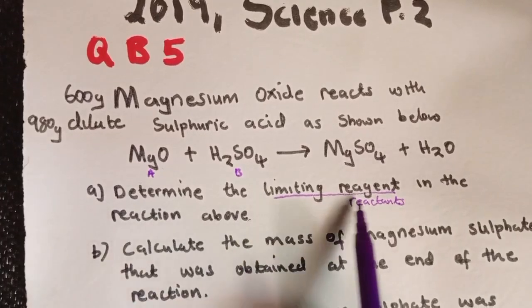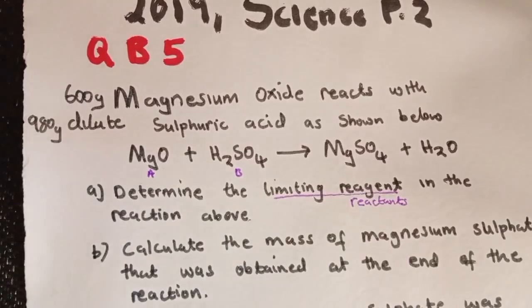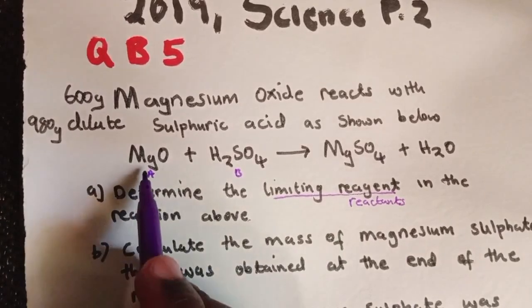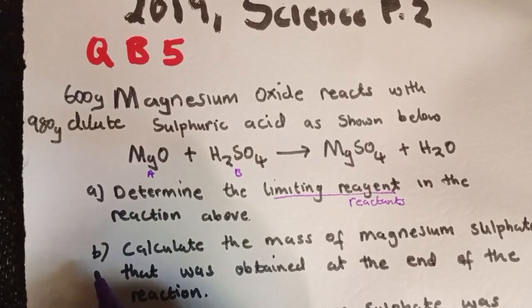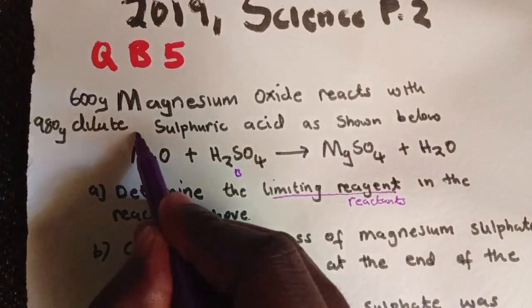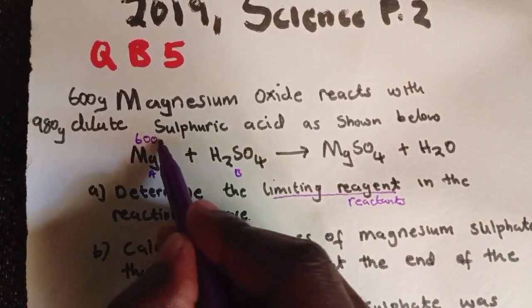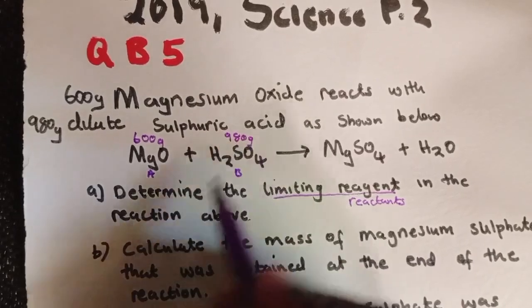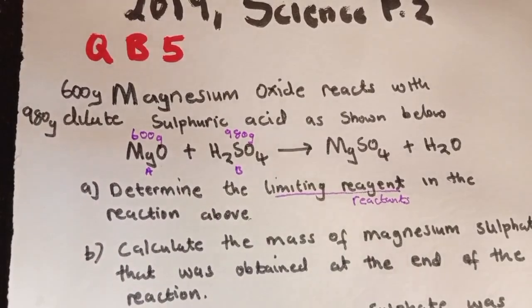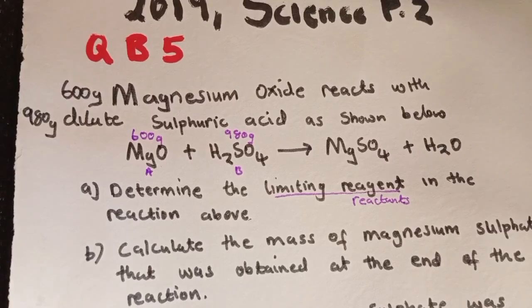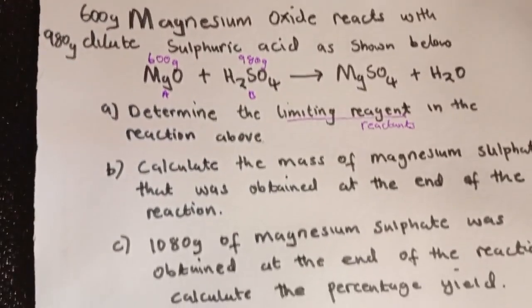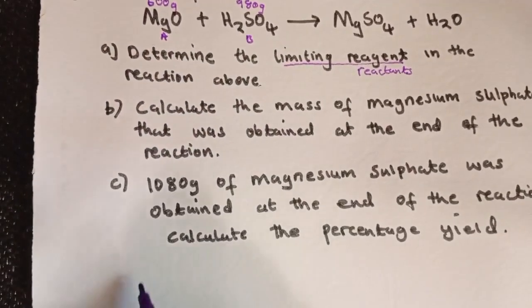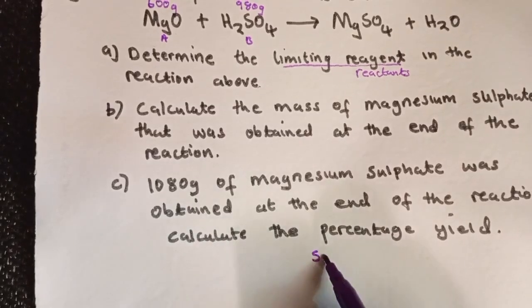So, determine the limiting reactant. I'm going to explain how we can find this. We are told that magnesium oxide is 600 grams. I'll write it here: 600 grams magnesium oxide. Sulfuric acid is 980 grams. Let me prepare my calculator and everything. We're going to find this like this. So these are the solutions.